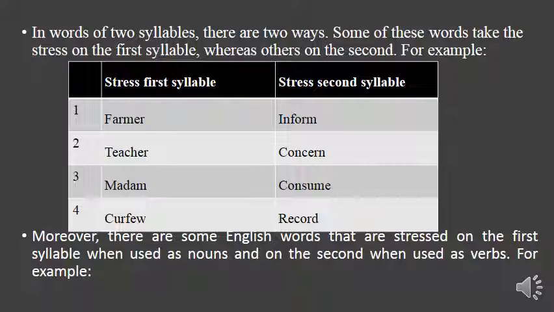That is why in my explanation I said when a stress is given to a wrong syllable, it may give a different meaning, even though I'm going to explain further in the next slide. In the second column here, we have where the stress is on the second syllable. For example, inform.